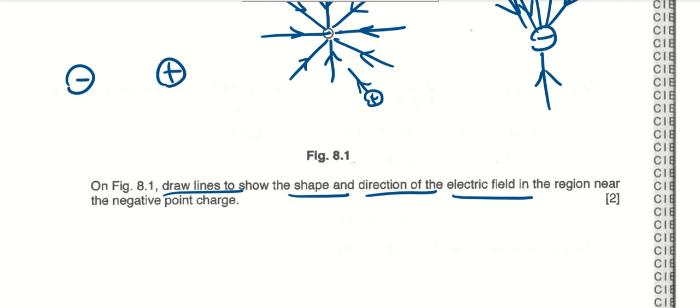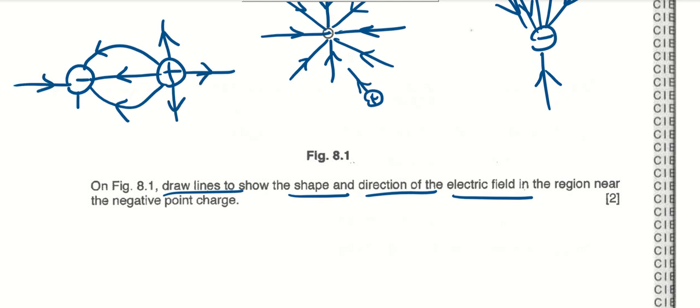What if it's like that? I have two isolated charges. How do we draw the shape of this electric field? Positive to negative, right? Then over here, my arrow is wrong, right? Wow, very good.